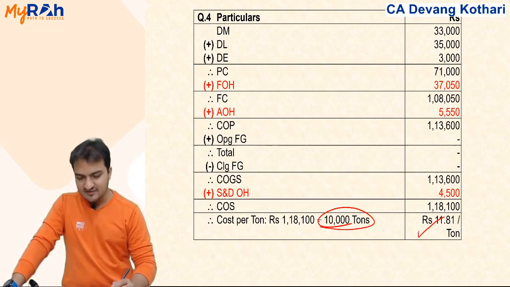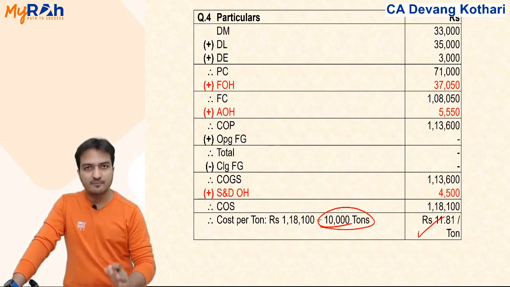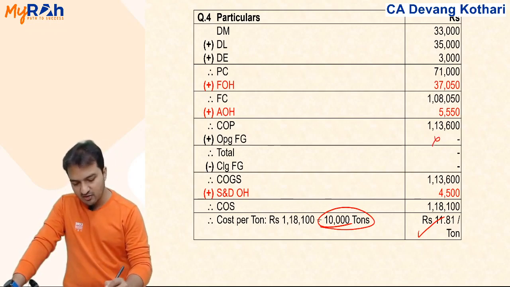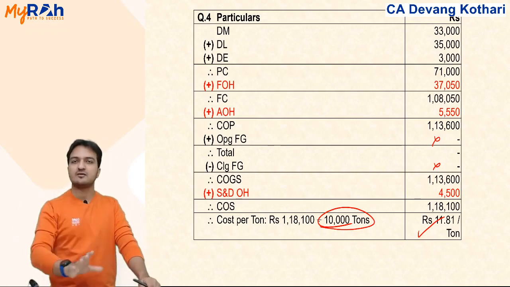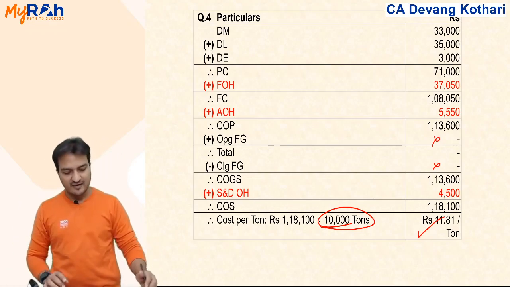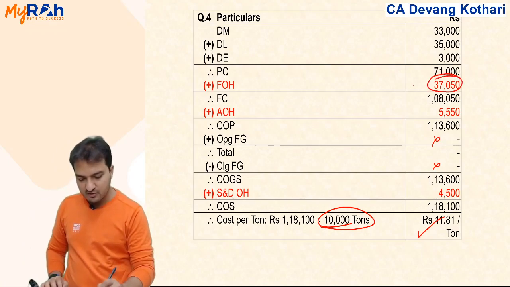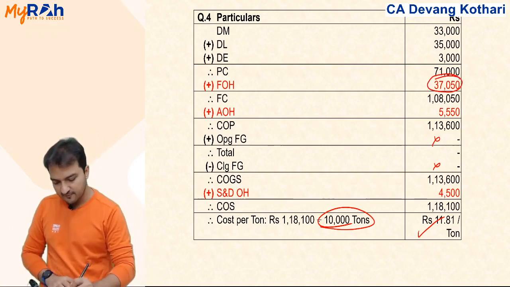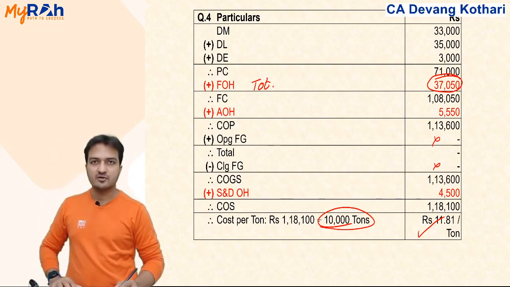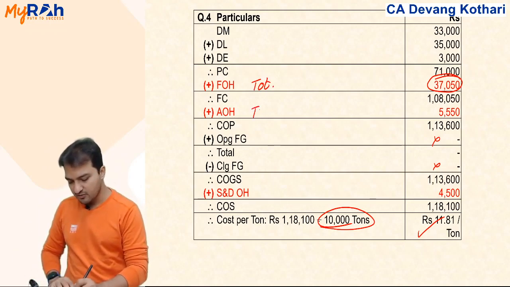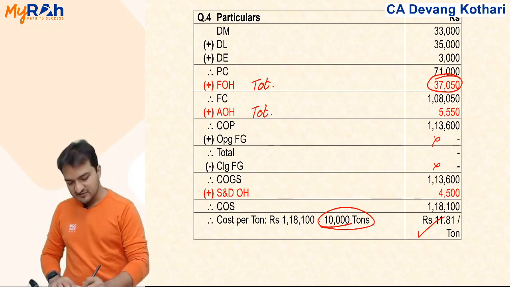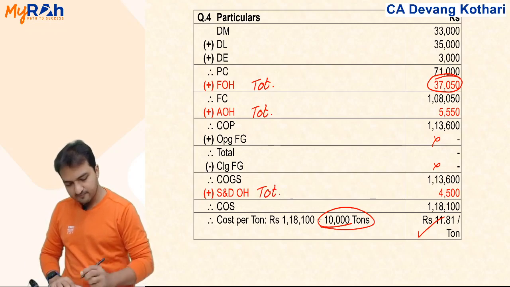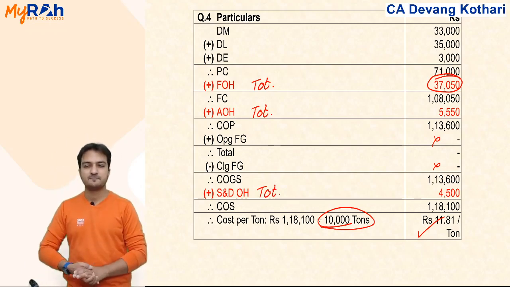Also, in this example, there is no WIP stock. There is not even any opening and closing finished goods. All you had to do was simply add all the items of cost. Yeah, your total of factory overheads should have got 37,050. This is the total of all those items. Your total of admin overheads should have got 5,550, and total of selling overheads should have got 4,500.